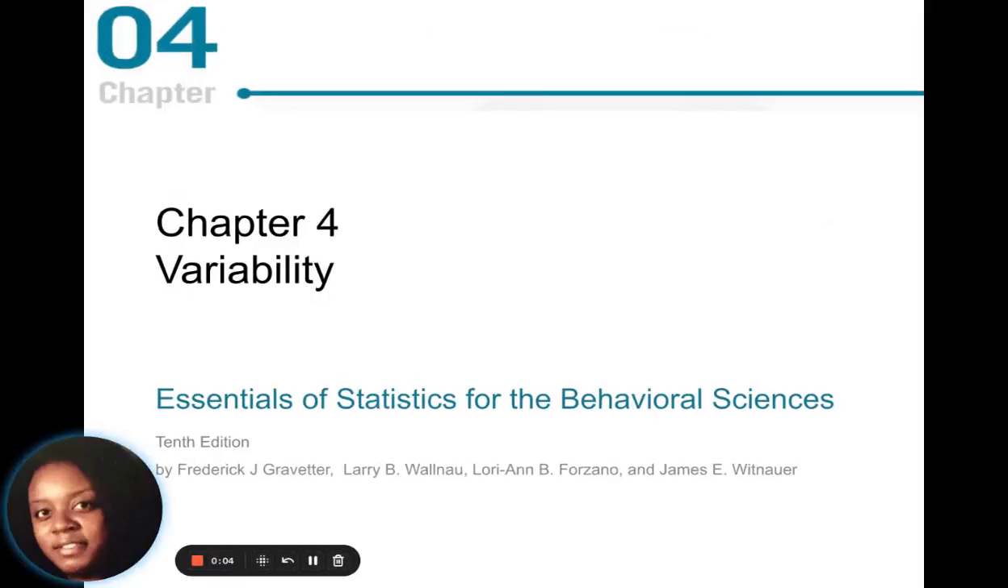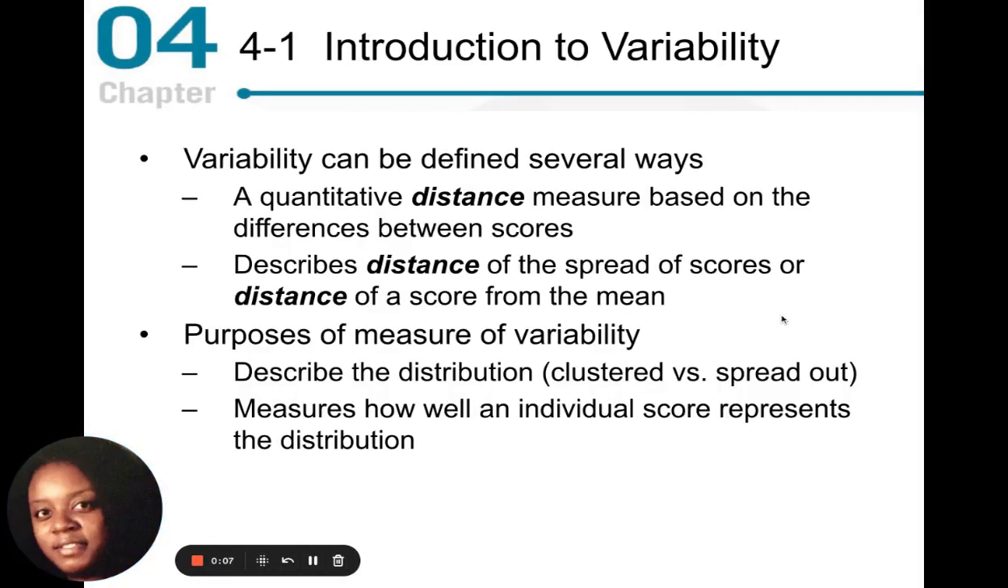All right, so chapter 4 is all about variability in statistics. And when we think about variability, we can describe it in a number of different ways. It can be described as a quantitative distance measure based on the differences between scores, and it can also describe the distance of the spread of scores or distance of a score from the mean. The whole purpose of these measures of variability is to describe the distribution, whether it's clustered or spread out, and to also help measure how well an individual score is representative of the distribution of scores.